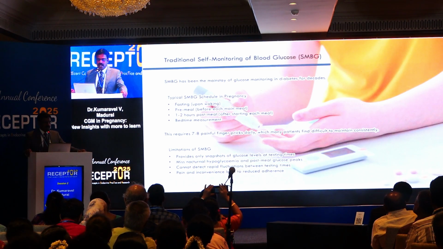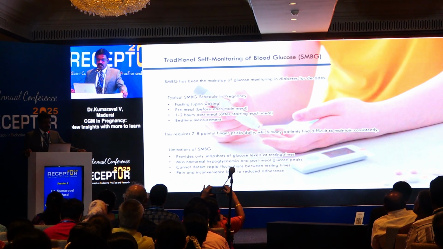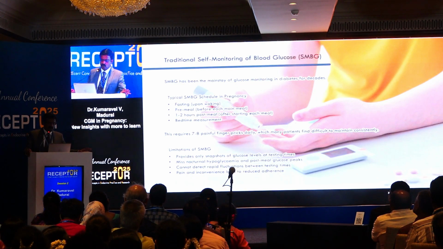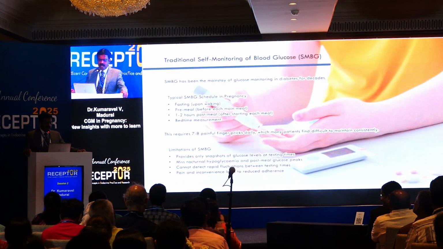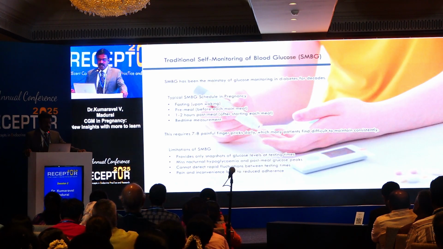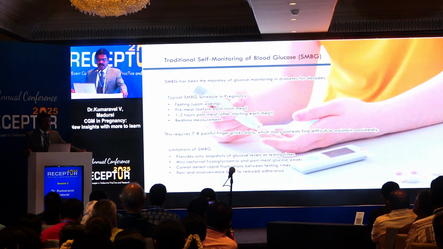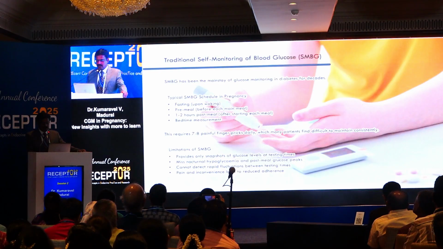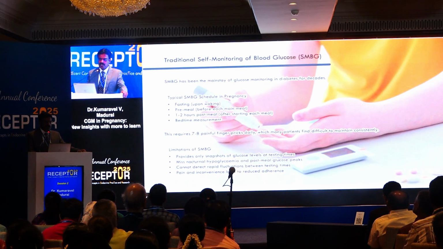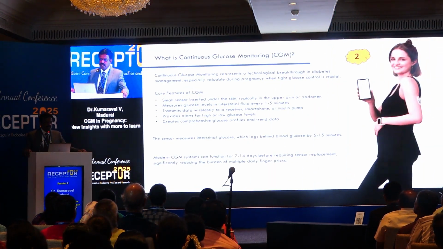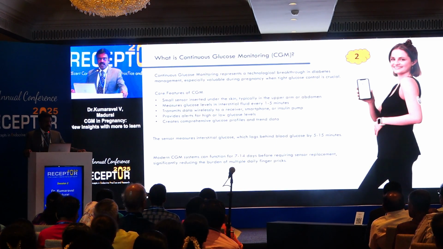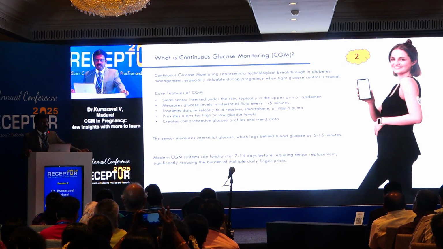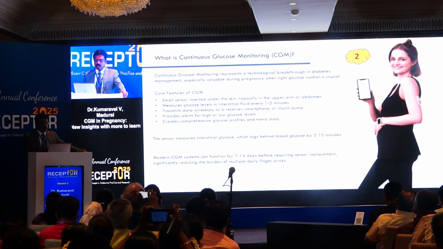Maximum you can do is 7 to 8 painful pricks per day. More than that is very difficult. And the limitation of self-monitored blood glucose is that it provides only a snapshot of glucose levels at a testing time. It misses nocturnal hypoglycemia, it misses post-meal glucose peaks, and it cannot detect rapid fluctuations between the testing times. And there's pain and inconvenience, which leads to reduced adherence to self-monitoring of blood glucose. So in this context, continuous glucose monitoring represents a technological breakthrough in diabetes management, and it is an important tool in pregnancy to monitor your glucose control.